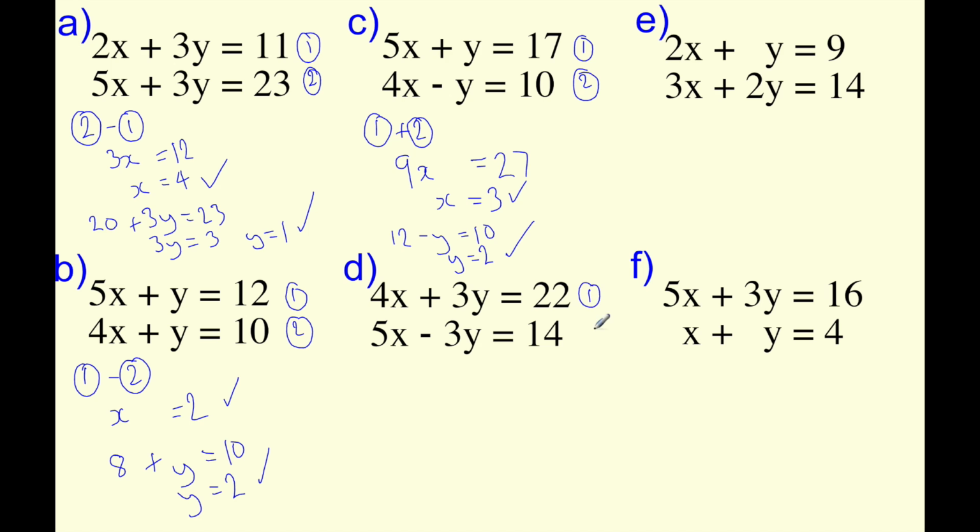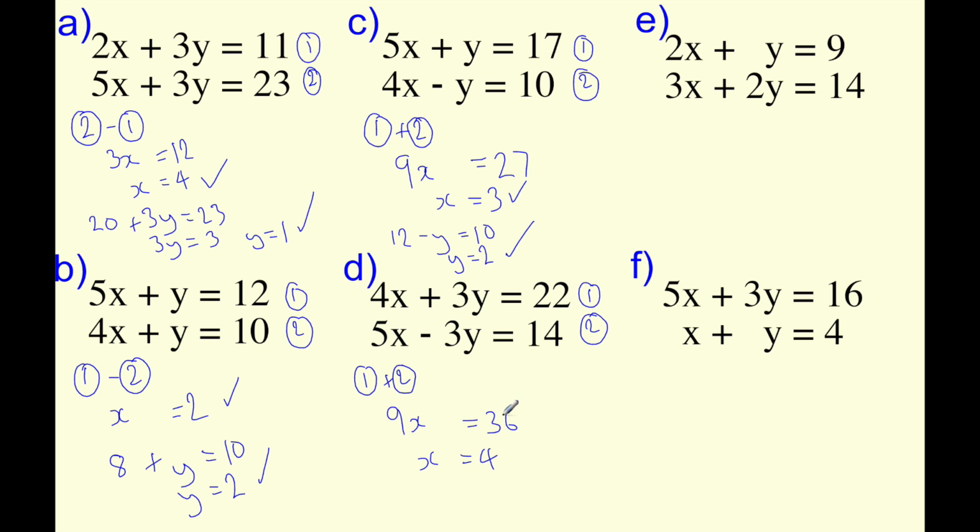Part D, again labelling them 1 and 2. Here we've got plus 3y, subtract 3y, so that means that we're going to be adding the two equations together just like we did for part C. 4x plus 5x is 9x. They're going to eliminate 0. 22 plus 14, 36. That means that x is going to equal 4.